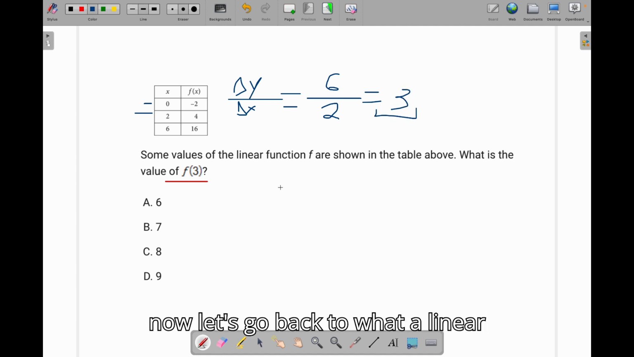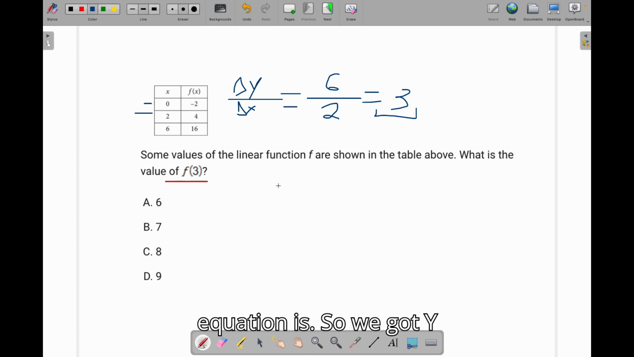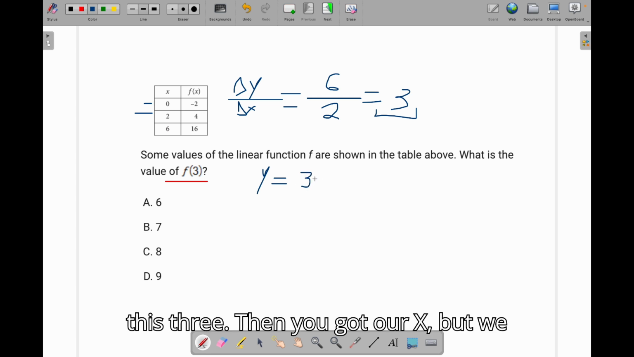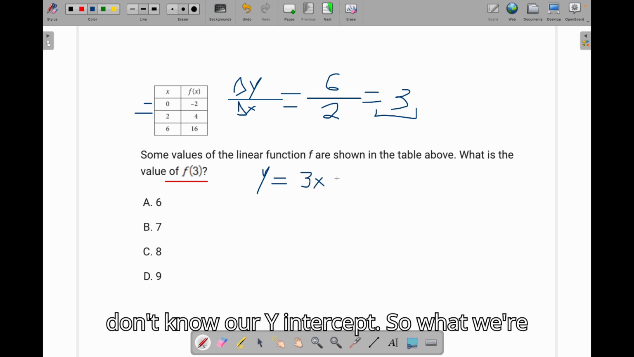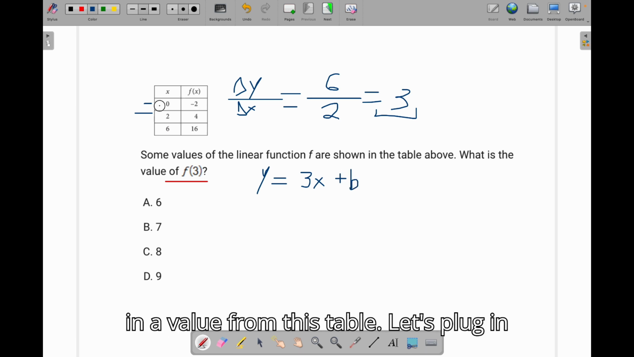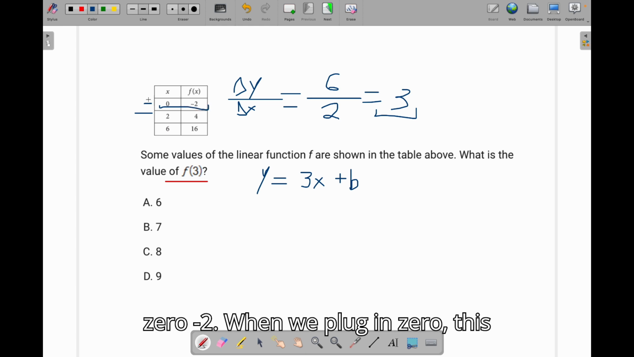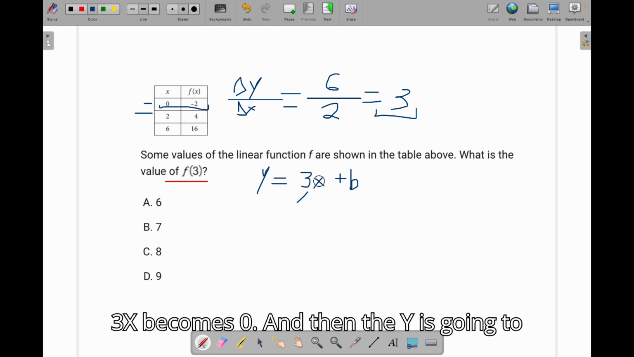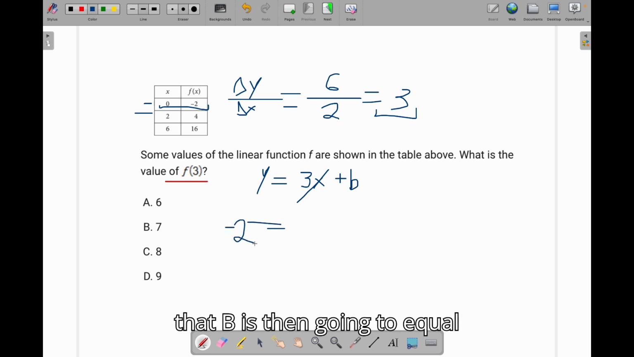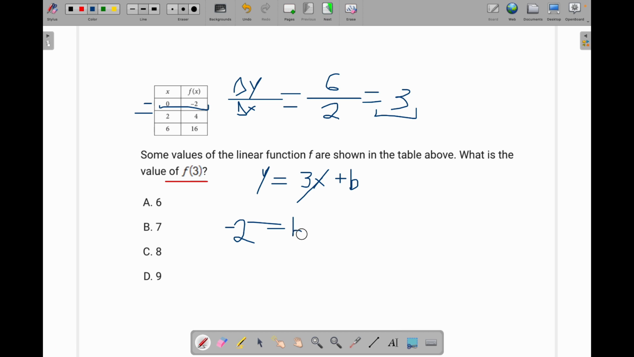So now let's go back to what a linear equation is. So we've got y equals mx plus b. Our m is going to be this 3. Then you've got our x, but we don't know our y-intercept. So what we're going to do here is plug in a value from this table. Let's plug in 0, -2. When we plug in 0, this 3x becomes 0. And then the y is going to become -2. And what this tells us is that b is then going to equal -2.